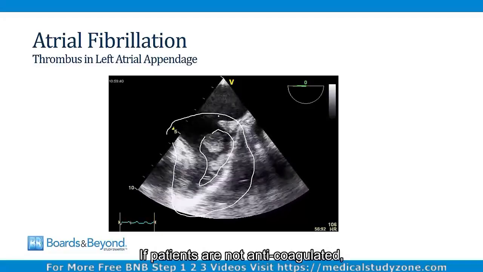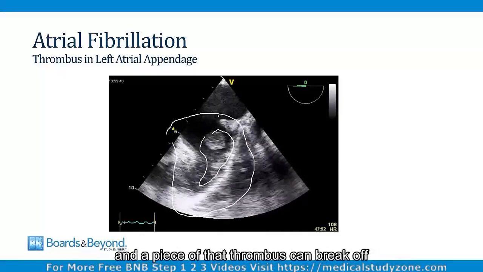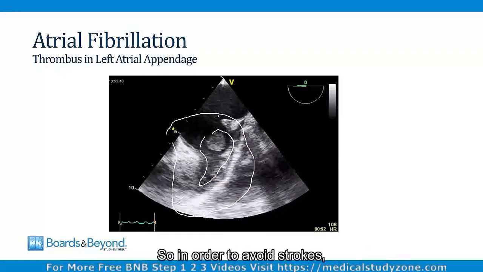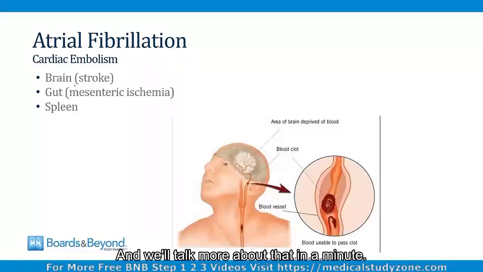If patients are not anticoagulated, they can form a thrombus in their left atrial appendage, and a piece of that thrombus can break off and go to the brain, and that will cause a stroke. So in order to avoid strokes, we always anticoagulate patients in atrial fibrillation, and we'll talk more about that in a minute.